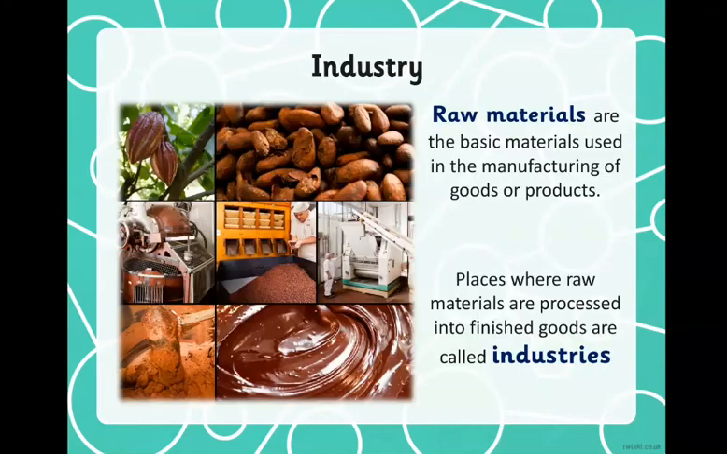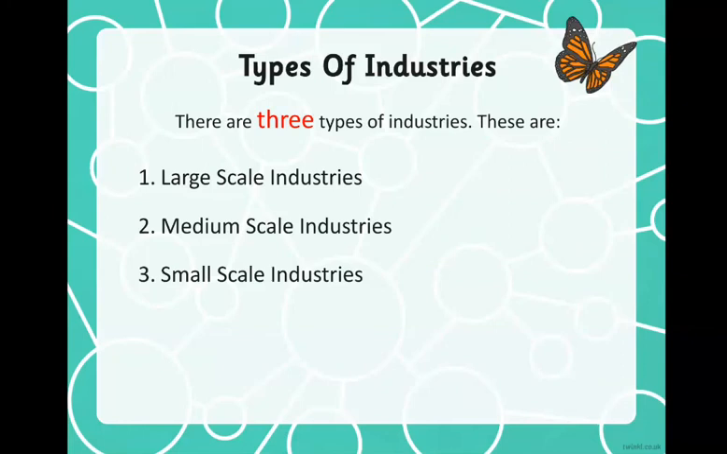Raw materials are the basic materials used in the manufacturing of goods or products. Places where raw materials are processed into finished goods are called industries. There are three types of industries. These are large-scale industries, medium-scale industries, and small-scale industries. So depending on the size of the business or industry, it will fall under any of these three.